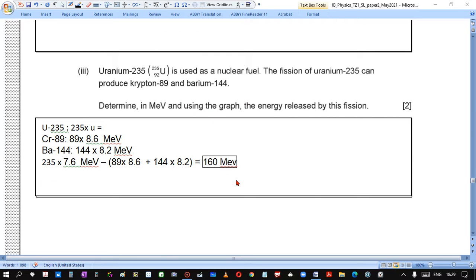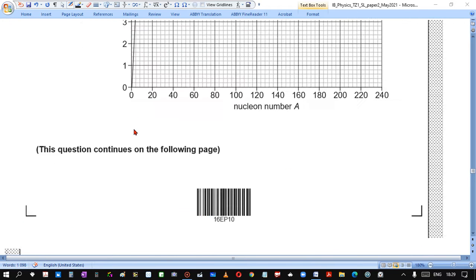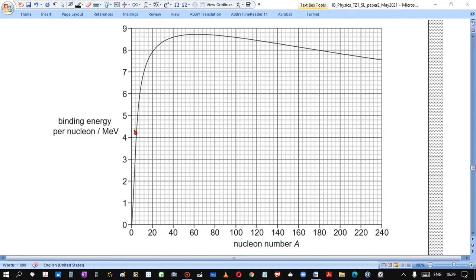Uranium-235 is used as a nuclear fuel. The fission of uranium can produce krypton and barium. Determine, in megaelectron-volts, using the graph, the energy released by this fission. I will show only, for example, uranium-235. For uranium-235, we use the graph, so we get about 7.6 megaelectron-volts per nucleon.